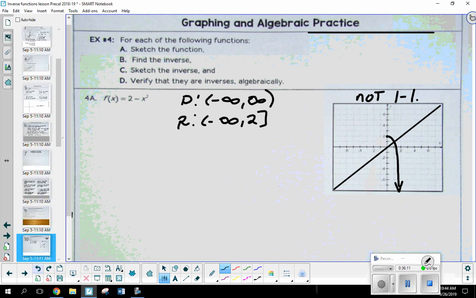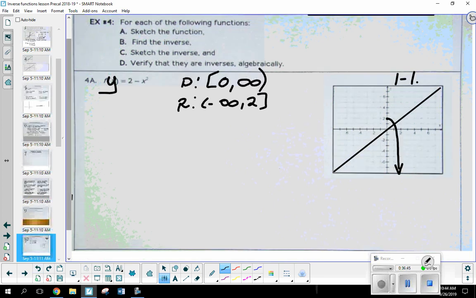Now, I'm going to have to go ahead and change a few things. If I restrict him to only the right side, what's his domain now? 0 to infinity. I'm restricting his domain because I want to end up with an inverse function, not an inverse relation. And because I did that, it is now one-to-one. So now the problem is just like we did yesterday. I'm going to take x and y. Remember, f of x, those are your y values. What am I going to do with those again? Switch them. So x equals 2 minus y squared.